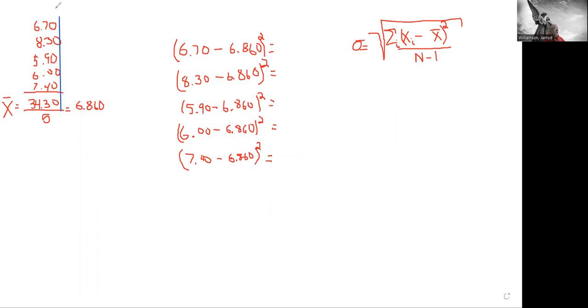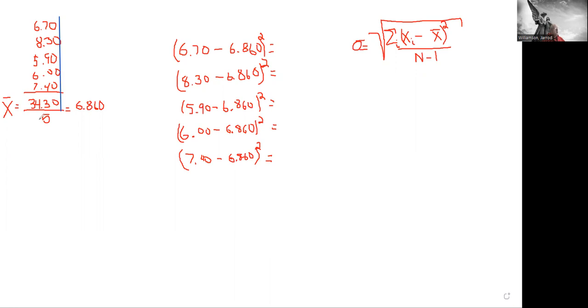To get the average, I add them up. Remember, when you do adding and subtracting, you go to the least number of decimal places. These went to 2 decimal places, so I add them up to get 34.30. And then to average that, I divide by the number of measurements. So I divide by 5.